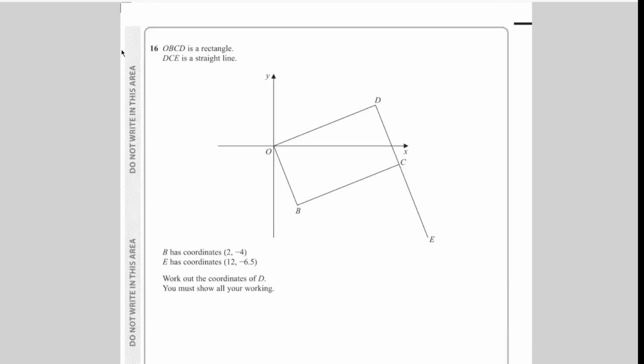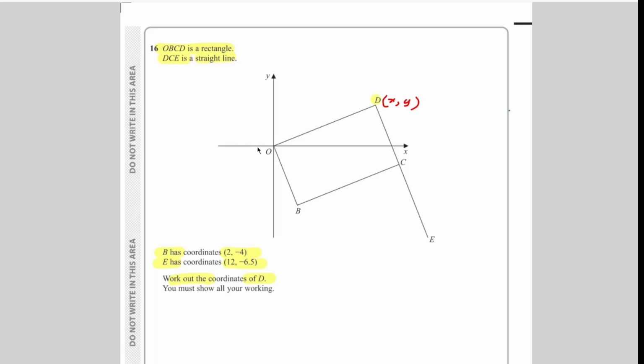Question 16. OBCD is a rectangle. DCE is a straight line. B has coordinates 2, minus 4. E has coordinates 12, minus 6.5. Work out the coordinates of D. So we need to get the coordinates of D. How do we get coordinates of D? Let's label the coordinates of D as x, y. Then how do we get it?